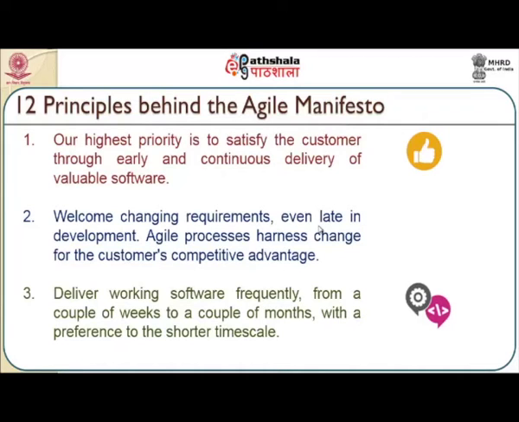Third principle, deliver working software frequently. In terms of Scrum, that is within 15 days in a sprint. Deliver working software frequently, from a couple of weeks to a couple of months, rather than giving the entire development after integration, say after 6 months or after a year, when the customer might have forgotten what was posted as the initial requirement. So deliver working software frequently with a preference to the shorter time scale.